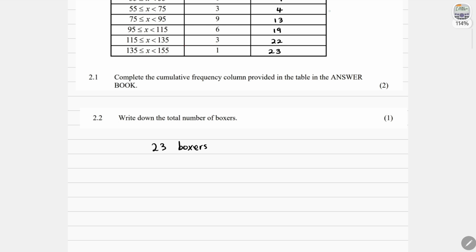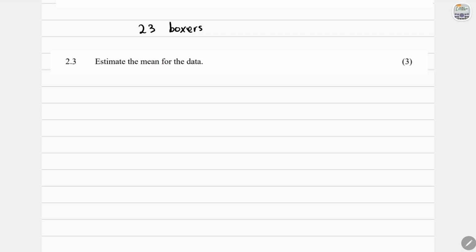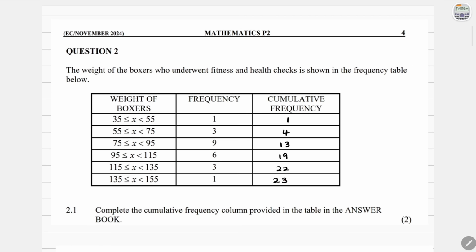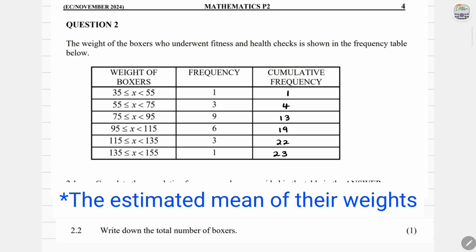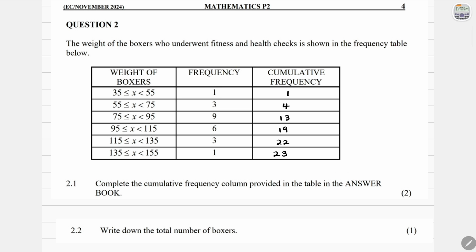Moving on to the next question. Question 2.3 says, estimate the mean of the boxes. So the mean, we need to find the average. Do you see that we have grouped data? These data points are in classes, okay?